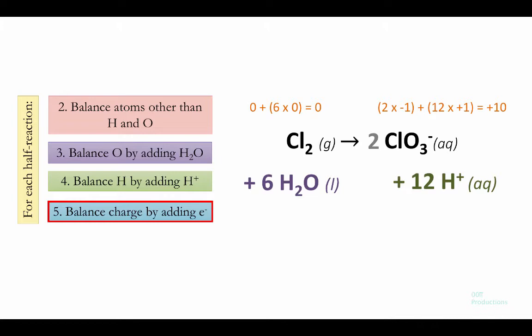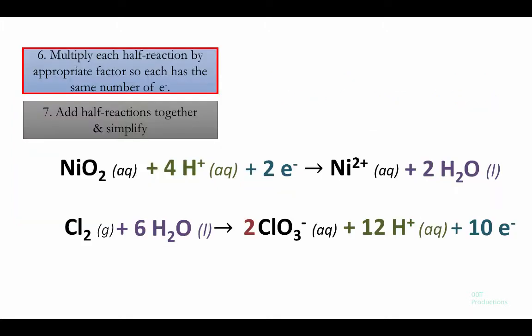Now, which of those has a higher charge? Obviously, it's the +10 side. So we're going to add 10 electrons to this side, and check your math. Now it comes out to 0. The left side hasn't changed. That's 0. Our charge is balanced.